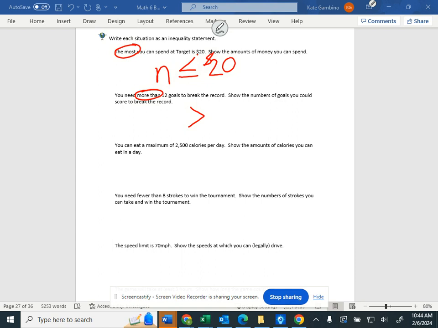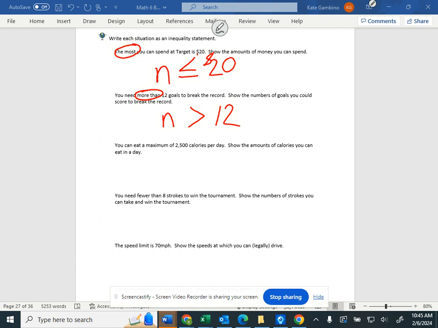Put the 12 in front and then my variable. So what that tells me is 12 is greater than the number I need, the number of goals I need to break the record. So I need a number smaller than 12 to break the record. So if it said you need more than 12 goals to break the record, I need my number of goals to be more than 12. So the number of goals is going to be greater than 12.